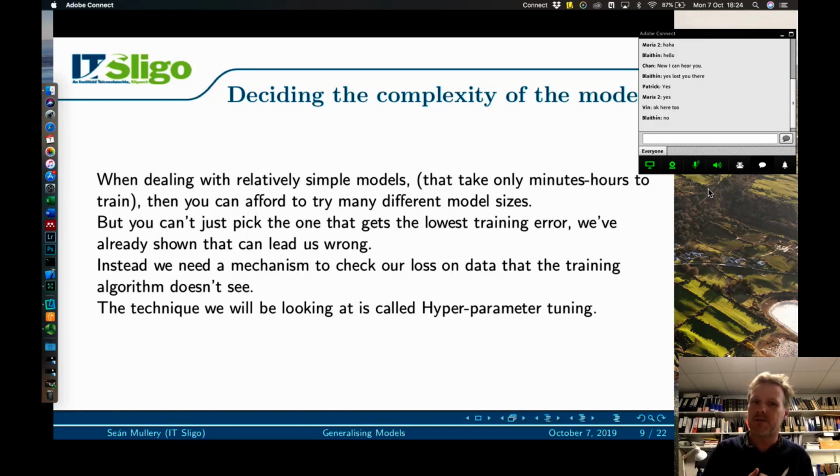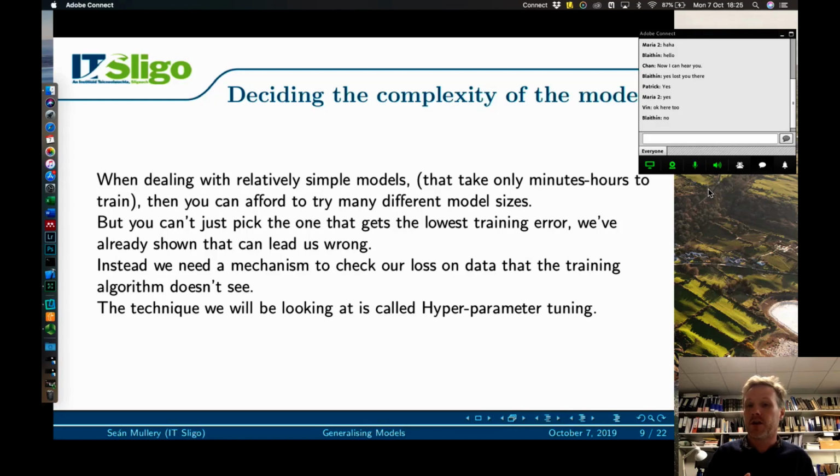So instead, we need a mechanism to check our loss on data that the training algorithm doesn't see. What we're talking about here is that we're going to train on a certain set of data, and then we're going to test it on another set of data, which must be similar in certain ways that we'll come to in a moment. We will use that second set of data to determine whether we have generalized well. If we've overfit, it will not do particularly well on that second set of data. If it's underfit, it won't do particularly well on the training data, and probably not on that second set of data either.